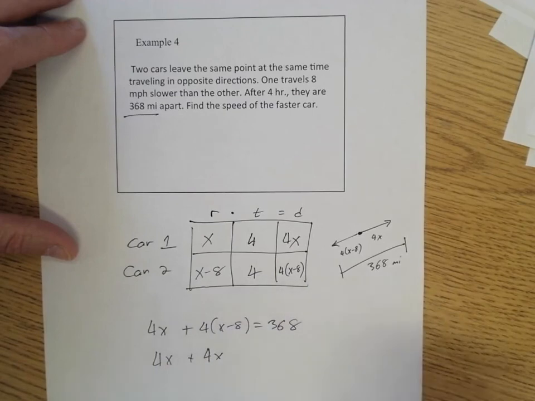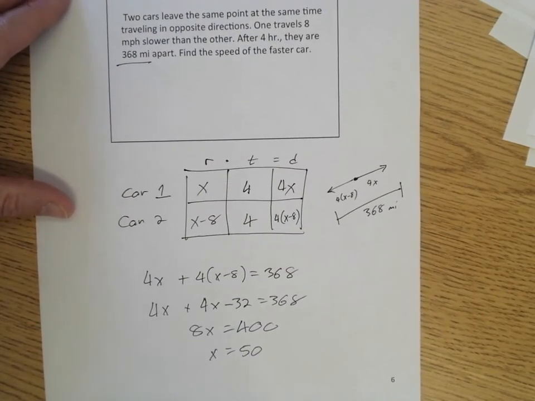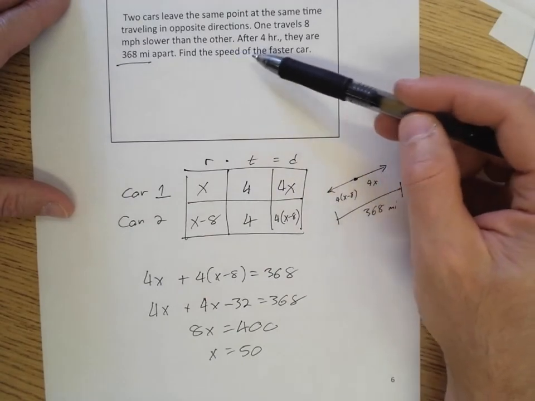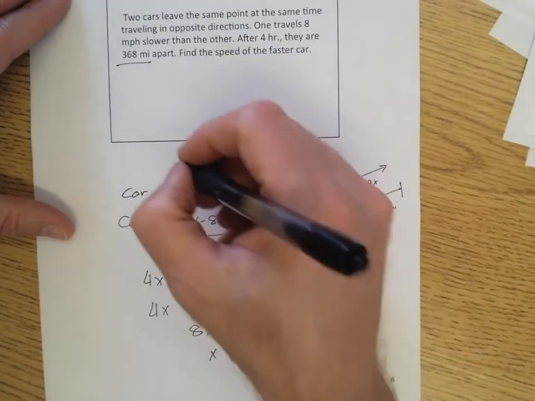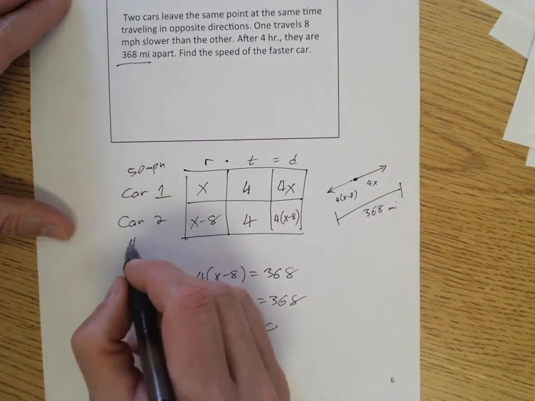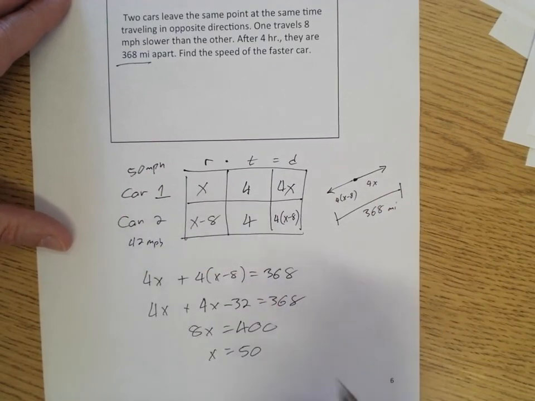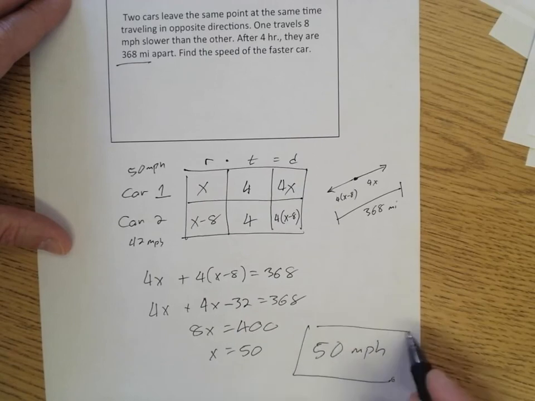All right, so as we solve, we get x equals 50. Okay, now let's answer the question: find the speed of the faster car. Well, car 1 was 50 miles per hour. Car 2 is going to be 42 miles per hour, so the faster one obviously is the 50 miles per hour. So 50 miles per hour is our answer.